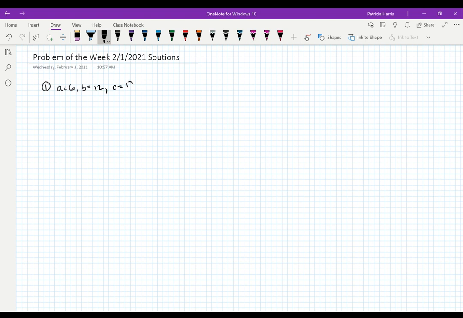Okay, if you recall, you're going to use Heron's formula. So first you need to find the semi-perimeter. Okay, so that's 18 plus 17. Divide by 2, and you get 17.5.